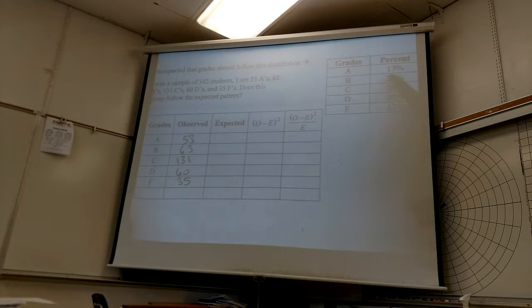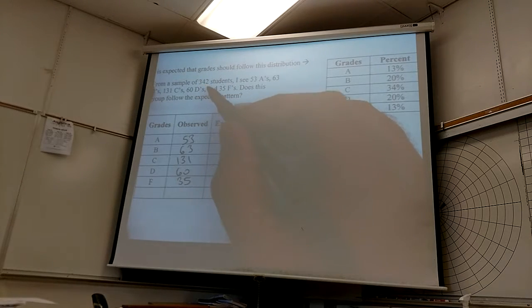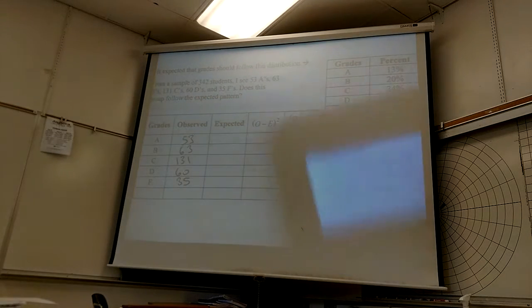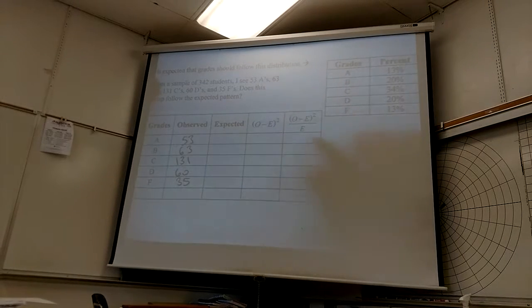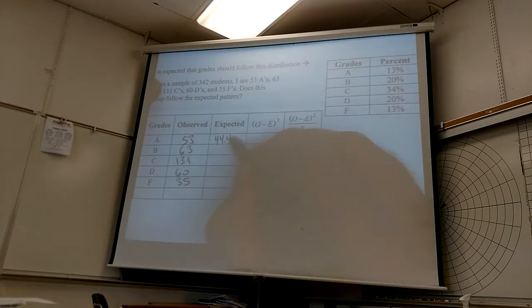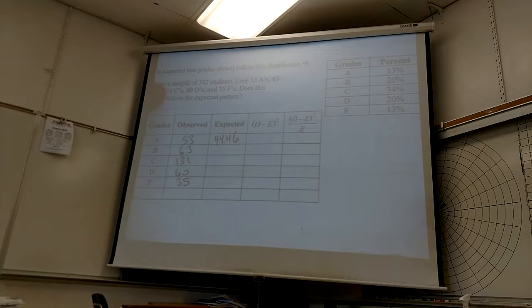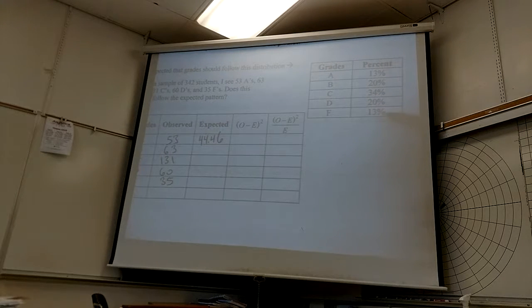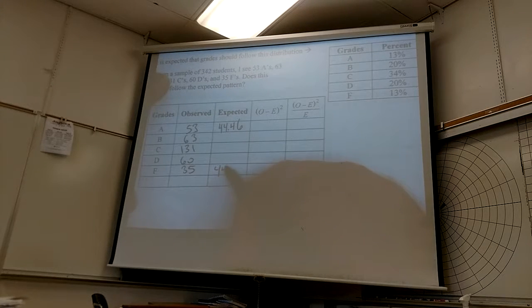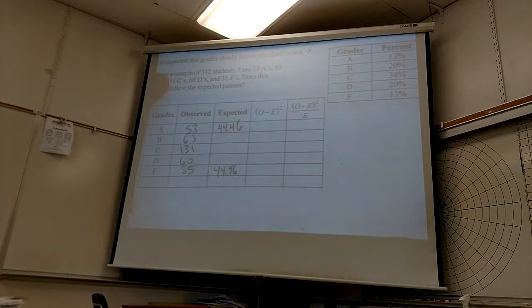So I expect 13% of the students to make an A, and I have 342 students. So 0.13 times 342, 44.46. See how it repeats here? So how many F's would I expect then? 44.46, because I still expect 13% to be F's. And you want us to put the whole decimal? Yeah, you definitely want to put the decimal.